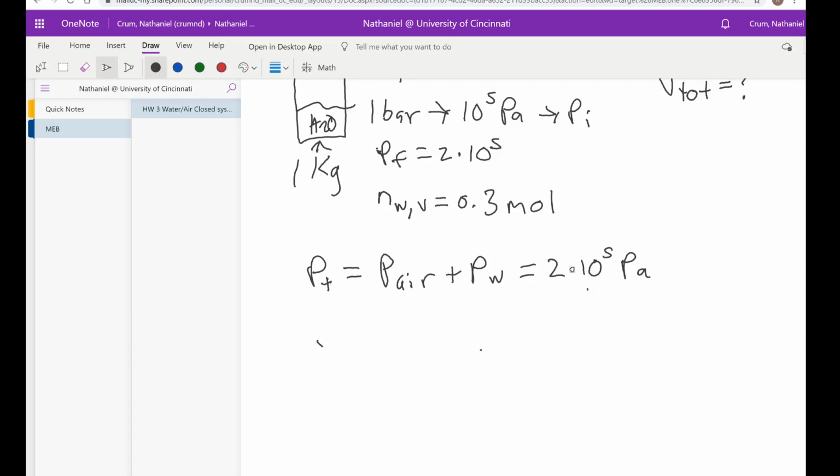And we can set up from the PV equals nRT equation. So we know that PV equals nRT. We know that the n, so we have our n right here, is the moles of water in the vapor phase.